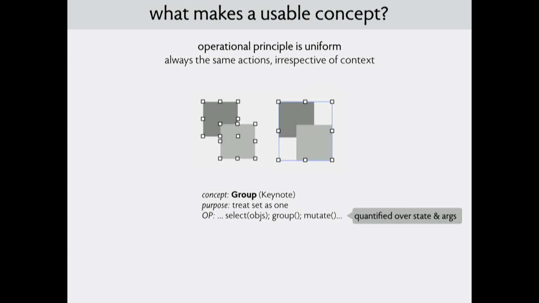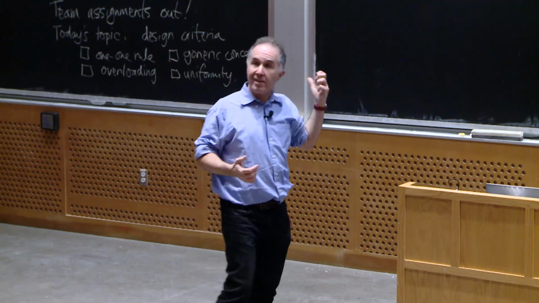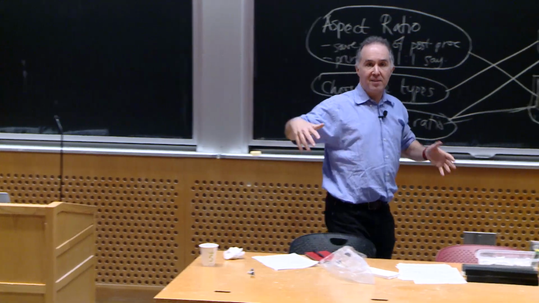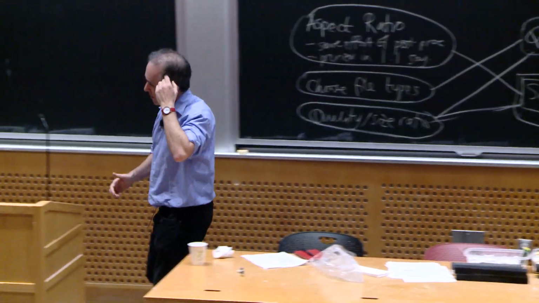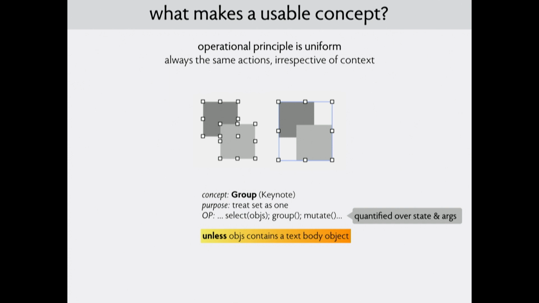It's saying this is true for all sets of objects, right? It's quantified not only over the arguments to these operations, in this case a select, but it's quantified over all the states you might start in as well. It says whatever state you're in, pick any set of objects and you can group them. Well, you can't, okay? And that's really annoying. If that set of objects contains a text body object, you're in trouble.